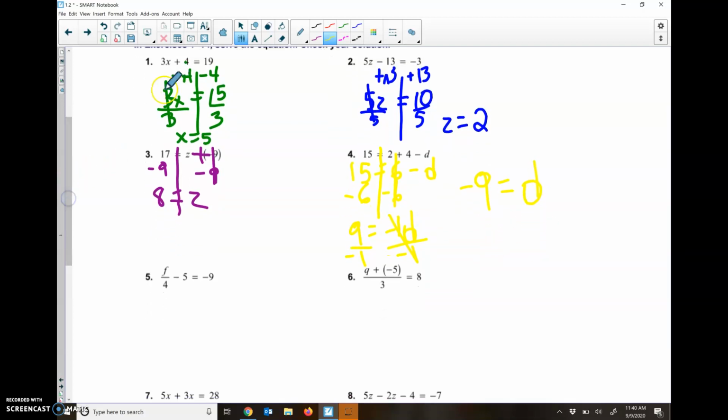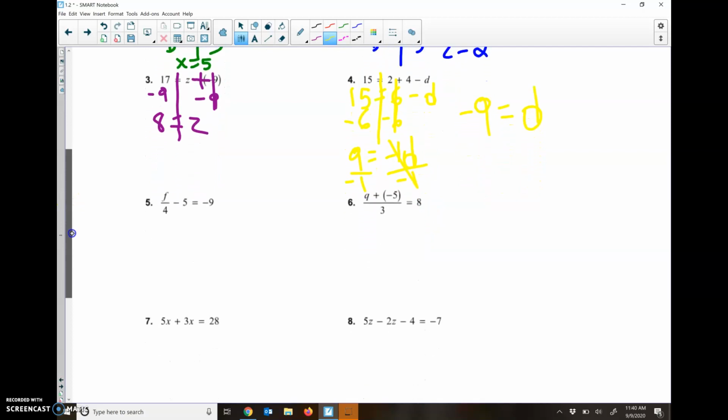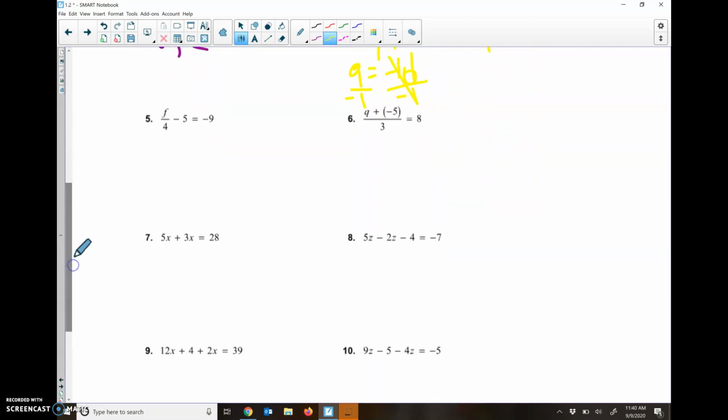Okay, so just like here, we weren't done when it was 3x because we want to solve for x. Here we weren't done when it was 5z because we just want to solve for z. Here we aren't done because it's negative d. We just want to solve for d. So if you have anything in front of that variable, it needs to go away. Okay. Here I have f divided by 4, and then minus 5 equals negative 9.